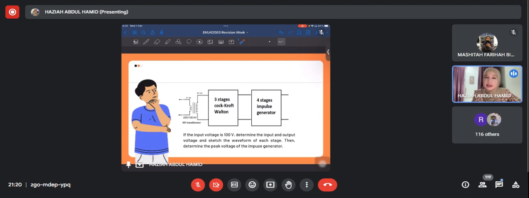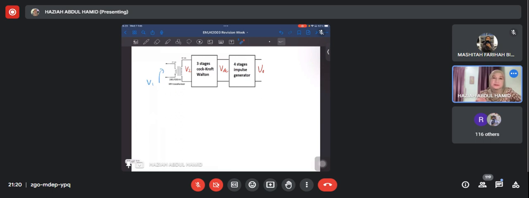Okay, so kamu nampak dalam one question kita ada all type of generation voltage tu. Saya ada AC here by using transformer, and then saya ada Cockcroft-Walton, which is used to generate DC, and saya ada 4-stage impulse generator ataupun Marx circuit to generate impulse voltage. So let's say the input voltage yang masuk di sini is 100 volt. Determine the input and output for each stage tu. Dia ada stage kat sini, sini, sini, kamu kena kira.